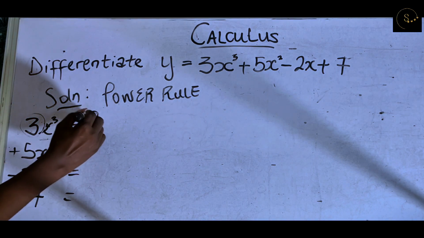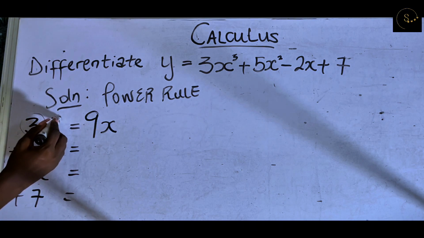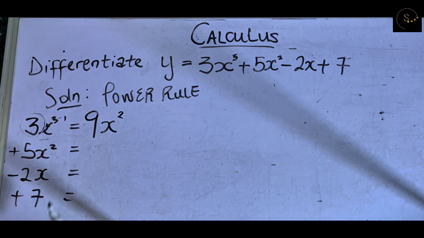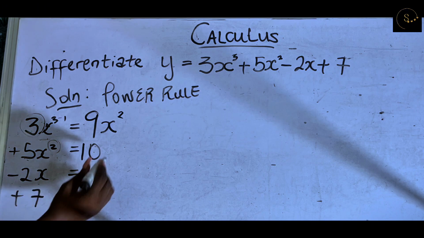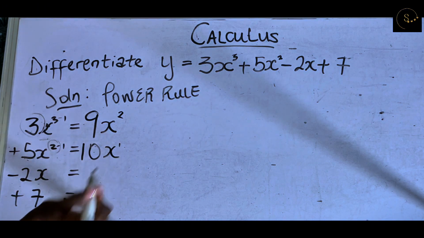So we have 9x. So what happens to the power now? You subtract 1 from it. This gives us 9x squared. Do the same here. The power multiplies the coefficient, that is 2 times 5, which is 10. And then what happens to the power? You subtract 1 from the power, you're left with just 1.